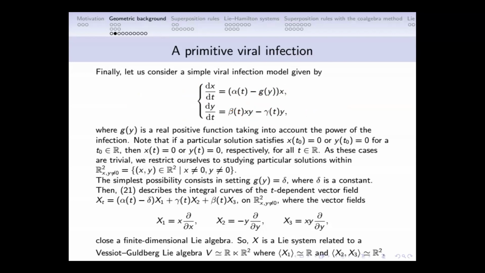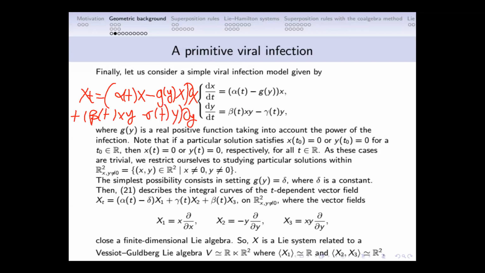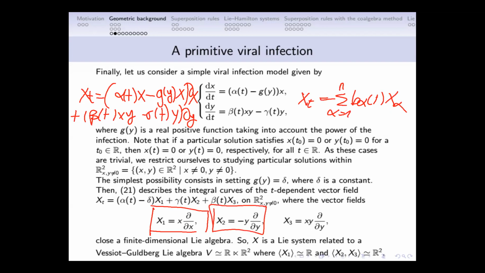So this would be our system. As you can see, as I said, you can write a time-dependent vector field associated with it. It would be something like this, minus gy x, and this is the partial derivative with respect to x, plus dt xy minus gamma t I y. And this one can be split, as I told you, again, into a finite dimensional combination of vector fields. And the vector fields in this case are these three. And they close a finite dimensional algebra, which is just the product of the line and the plane.